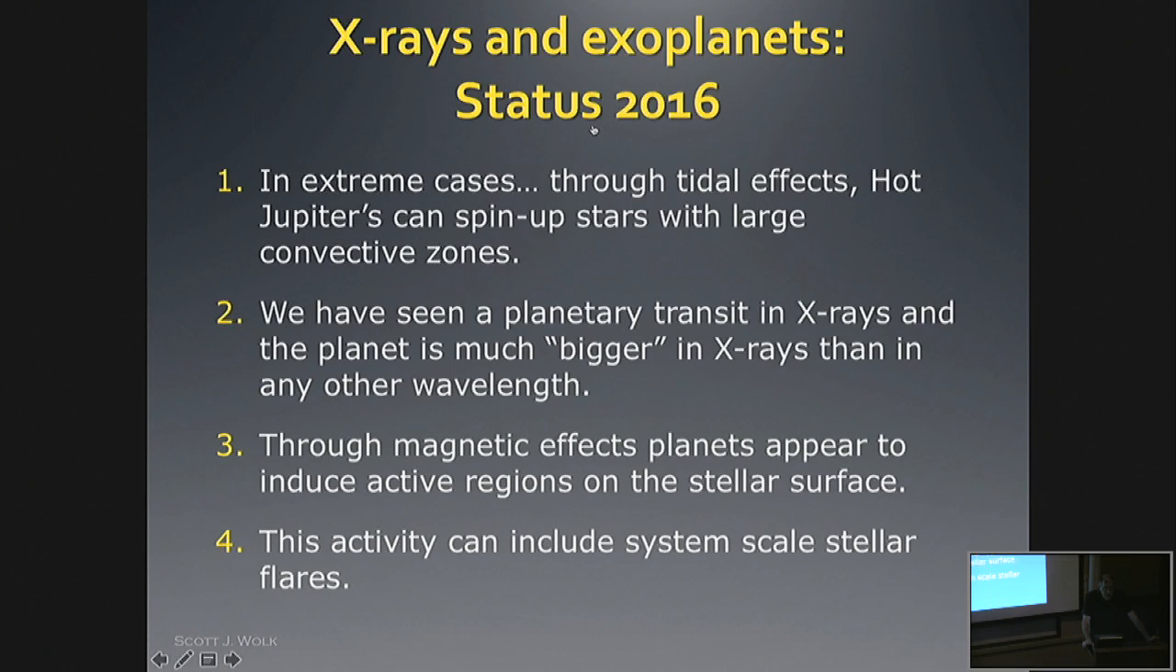All right, so where are we now? In extreme cases, we think we've demonstrated that there's tidal spin-up occurring. We think we've demonstrated that the planet is bigger in X-rays than it is at other wavelengths. We think we've demonstrated fairly strongly that semi-permanent features can be made to appear on a star because of the planet. And finally, that there are some system scale events that can be generated by the feedback between these two.